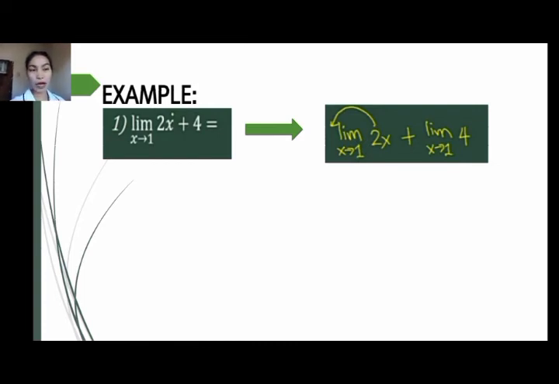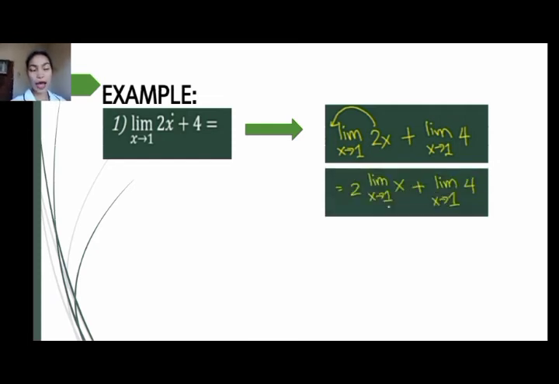So we have now separated the two functions. Let us look at our first term, our first function. We can proceed to simplifying it by using the constant multiple rule. So it will become 2 and the limit of x as x approaches 1, and as our second term, the limit of 4 as x approaches 1. Now we can proceed to simplifying and getting our limit.